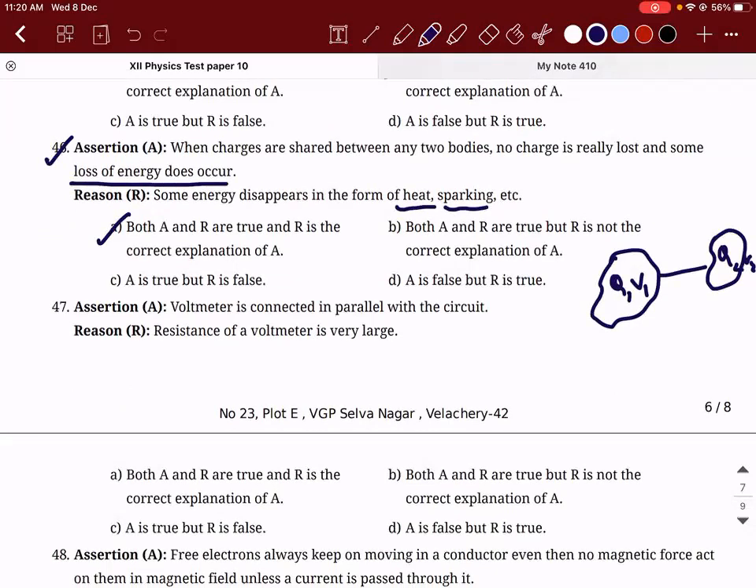47th, voltmeter is connected in parallel with the circuit. Sorry, false. Sorry, true only. Yeah, voltmeter is connected in parallel with the circuit. Second, resistance of the voltmeter is very large. This is also true. But is that the reason why you connected in parallel?